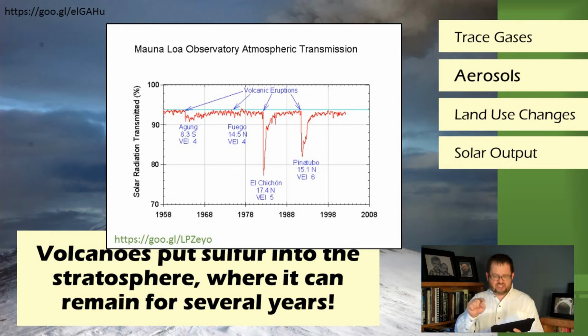And you can see, if you look at the shape of that curve there, it took months to years before the transmissivity of the Earth's atmosphere returned to what it was before. So this tells us something important. It takes a long time to get sulfate out of the stratosphere.